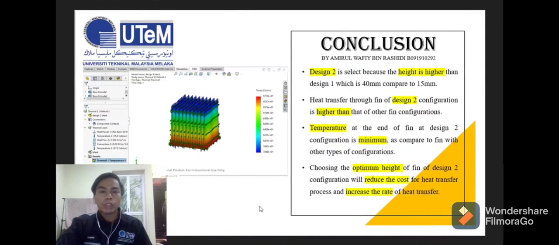Okay, for the conclusion, we choose design 2, which is the wave concept. It is because the height is higher than design 1, which is 40 mm compared to 15 mm. It is because heat transfer through the fin of design 2 configuration is higher than that of other fin configurations. Temperature at the end of the fin at design 2 configuration is minimum as compared to fins with other types of configuration. Choosing the optimal height of fin of design 2 configuration will reduce the cost for the heat transfer process and increase the rate of heat transfer.